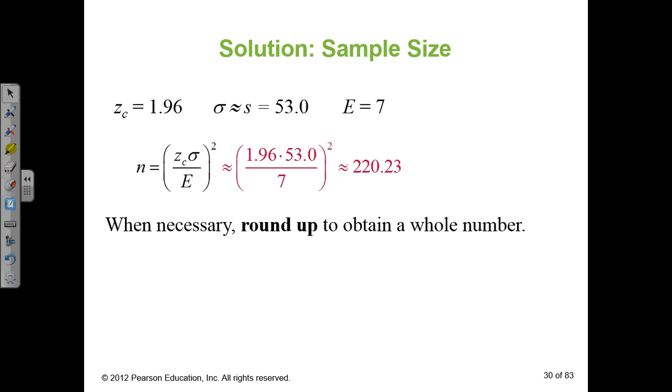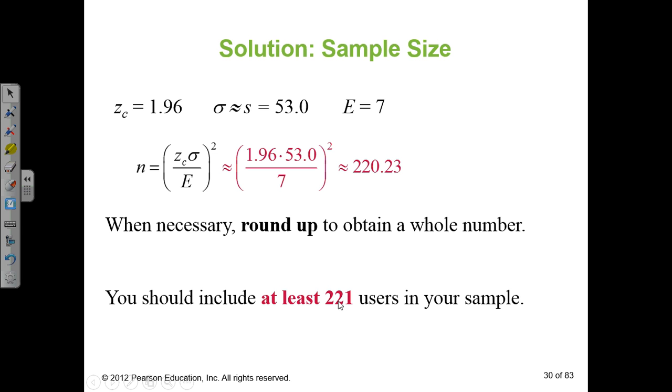So the critical value is 1.96. The standard deviation was 53, and we said within 7 friends, that goes down here. 1.96 times 53 divided by 7, and then square that number, and we get 220.23. You always round up, because if we need 0.23 of another person in our sample, we need the whole other person in the sample. So we need to have at least 221 users for our sample, and in that case, our margin of error would be within 7 friends.